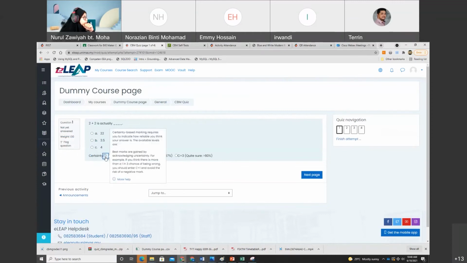So this is just the info about it. It gives tips to the students. For example, if you think there is more than a 1 in 3 chance of being wrong, choose C1 because C1 does not penalize you if you get a wrong answer. C1 is the safe choice, but it gives an indication: if every question they answer with C1, we can know these students are not confident at all, even if they get all correct. That's good information for us as lecturers, to avoid the risk of negative marks.